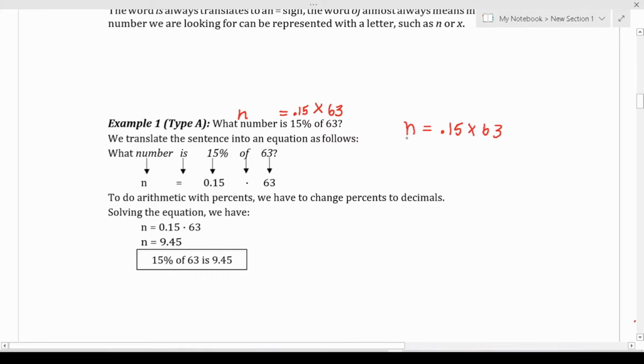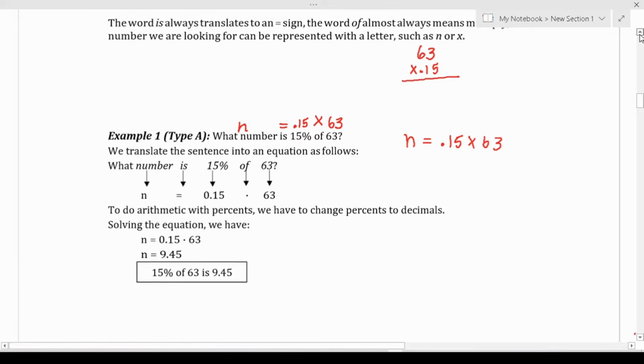As you can see, to figure out what n is, all we have to do is multiply 0.15 by 63. That is, we have to multiply a decimal by a whole number. That looks like this, 63 times 0.15. The rule to multiplying decimals and whole numbers is to make the decimal a whole number by shifting its decimal place.